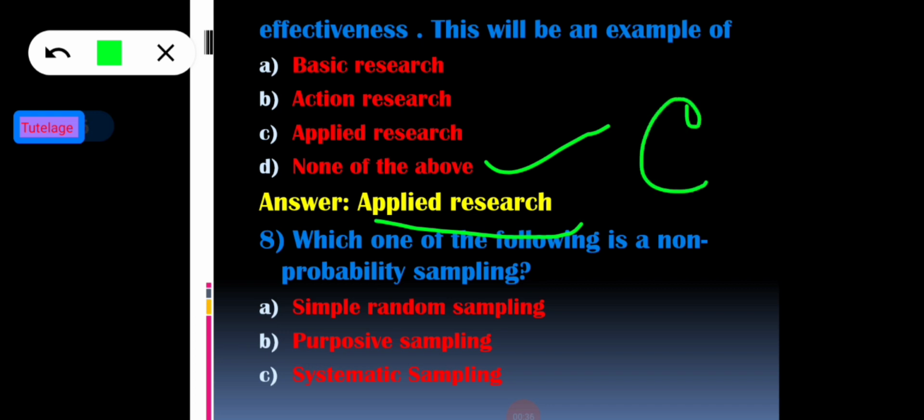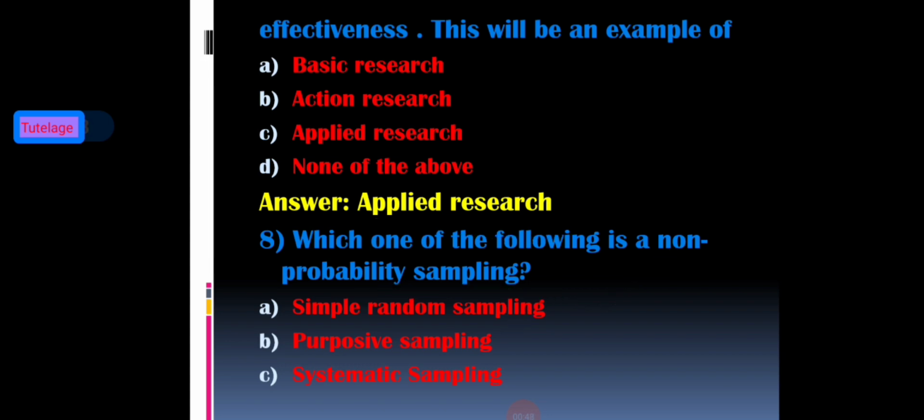So now move on to the next question. Which one of the following is a non-probability sampling? So simple random sampling, obviously a probability sampling, purposive sampling, systematic sampling, or stratified sampling.